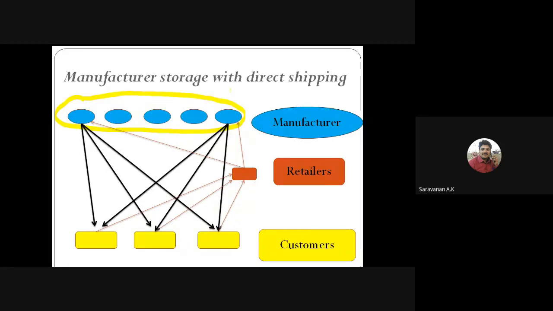The plant has more space, and the inventory cost of meeting the customers is very low. So that term is called the aggregation here. Any other questions? Okay, right, fine.